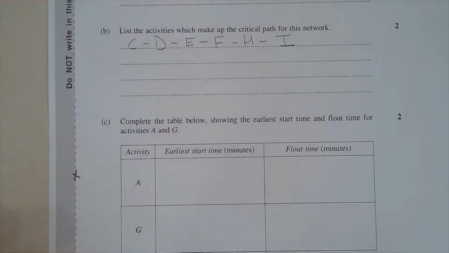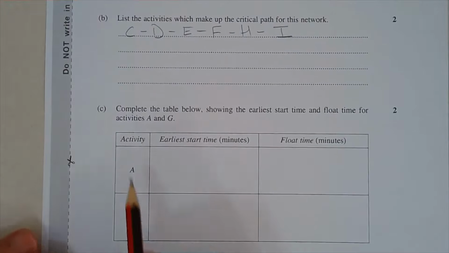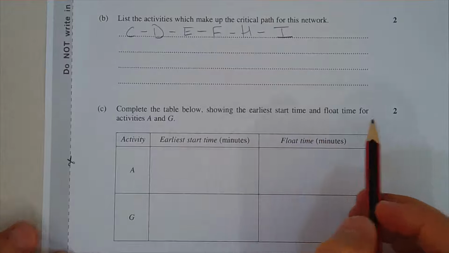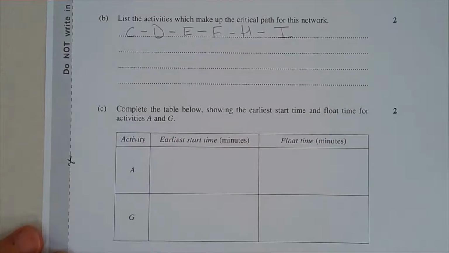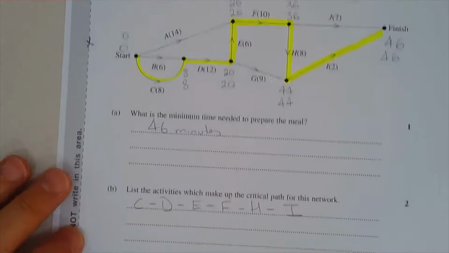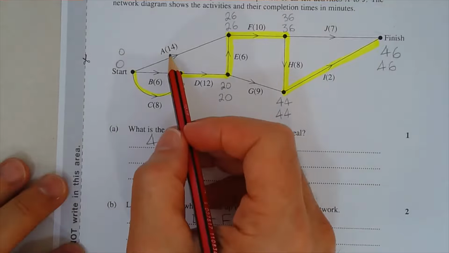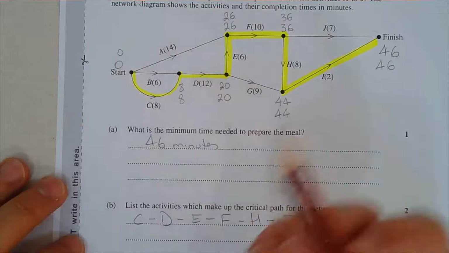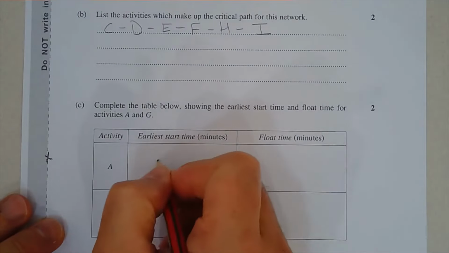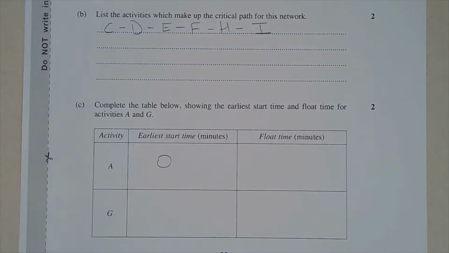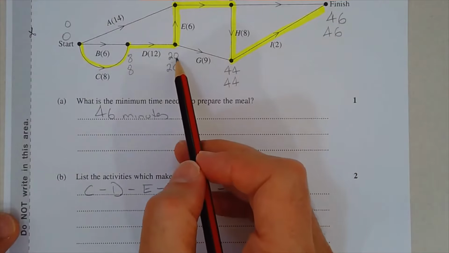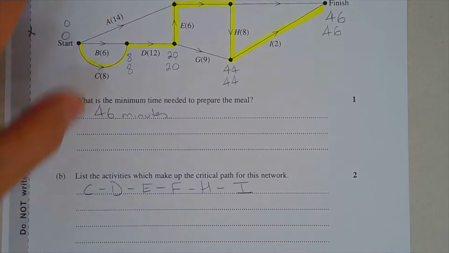Finally, part C. Complete the table below, showing the earliest start time and float time for activities A and G. So the earliest start time, I think that's fairly simple to fill out. So why don't we do that first? The earliest we can start activity A is at the 0-minute mark. So why don't we just write that down. So 0 minutes. Activity G, the earliest it can start is at the 20-minute mark.